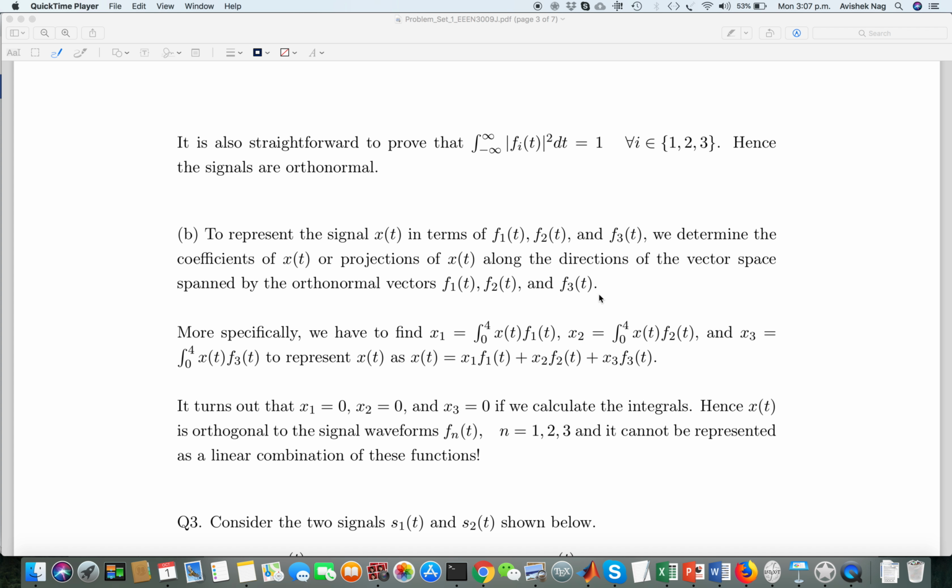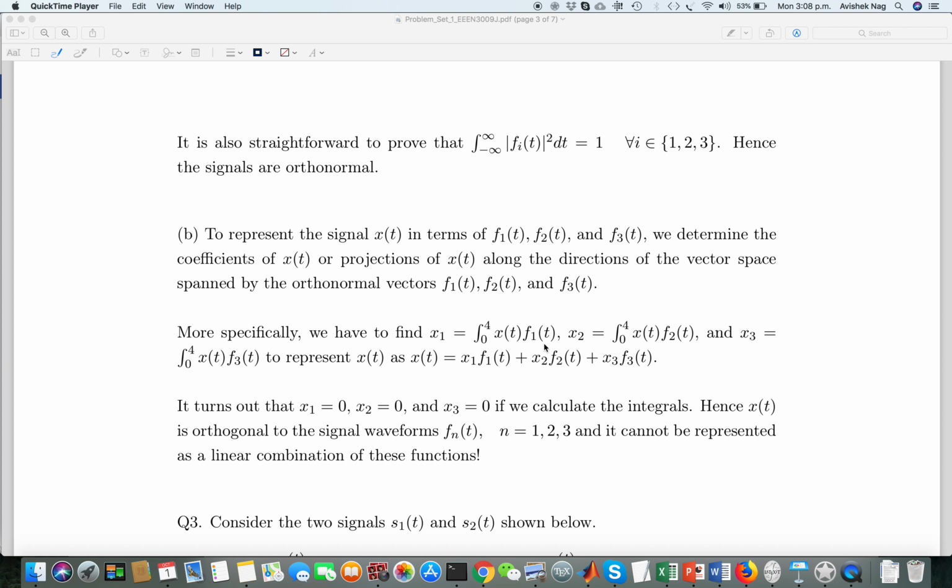So if you look back into your lecture notes, you will find that we were calculating s11 and s12 by actually integrating the signal s1 with phi1(t) or with phi2(t), to get those projections. So all you need to do is to use that concept here. So you represent the signal x(t) as a linear combination of f1, f2, f3 like this, and then you calculate the x1, x2 and x3 using these integrals.